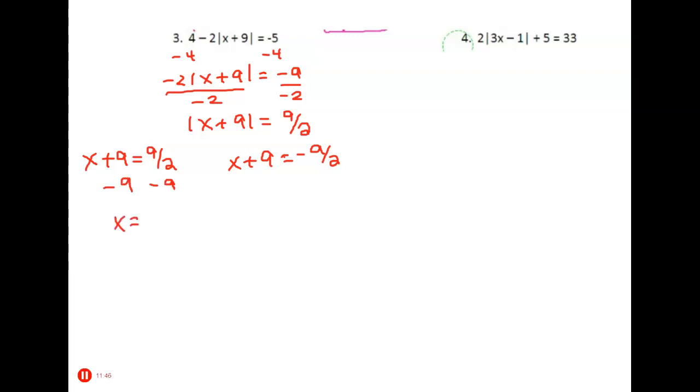So 9 halves is really 4.5. 4.5 minus 9 is negative 4.5. And a negative 4.5 and a negative 9 gives a negative 13.5. Always have to check. You can check in the original.